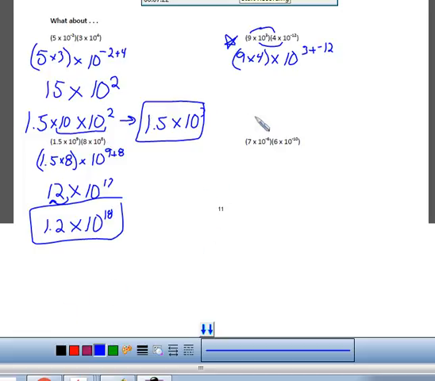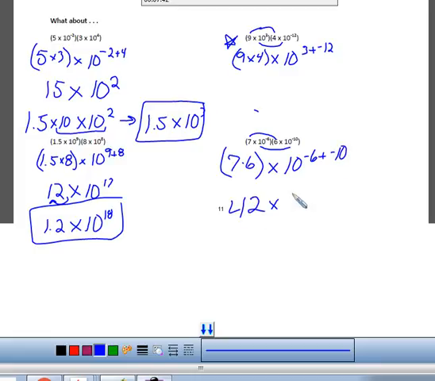And so, again, I'll multiply my first two numbers and my exponential numbers. So I have 7 times 6 times 10 to the negative 6 plus negative 10 power. So I have 42 times 10 to the negative 16. I'm actually going to let you finish this one. Obviously, this is not in the final answer form. 42 is greater than 10, so I want to see if you can fix it and come up with the final answer. Again, you're just trying, and it's okay to try and get it wrong and learn.